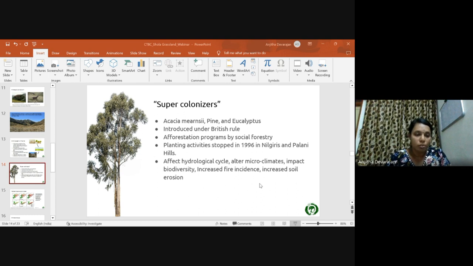When you go to Ooty, you must have seen a lot of pine forest there and eucalyptus, which has become the face of Ooty now. But these are actually invasive plants or planted species in this landscape. They started affecting the hydrological cycle and altering the microclimate there, impacting the biodiversity. They decreased the food for the wild animals, increased fire incidents, and also caused soil erosion in this landscape.